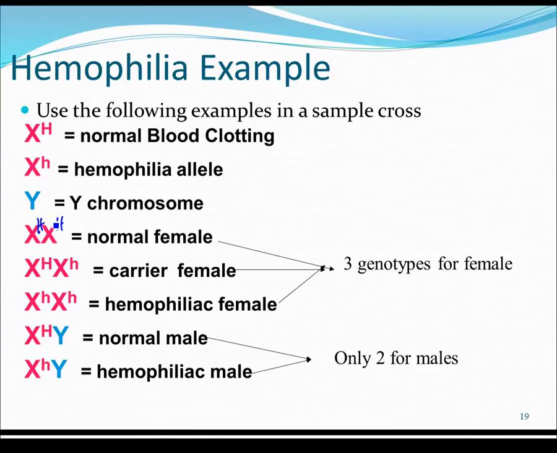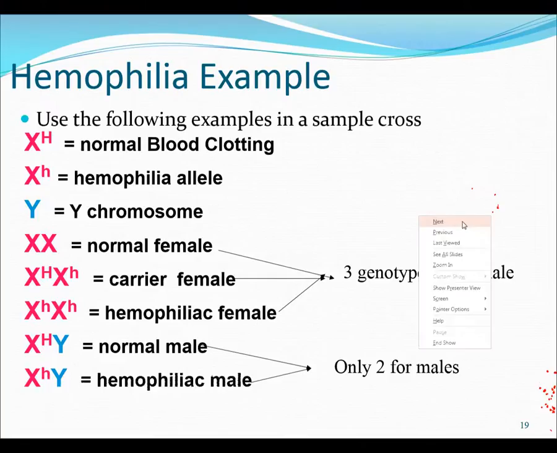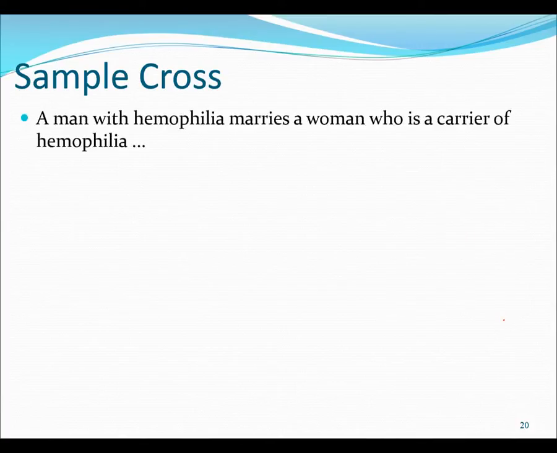Okay, so let's perform a cross. Here's a sample cross. A man with hemophilia marries a woman who is a carrier of hemophilia. One of the things that I encourage you to do, when you start reading these sentences, is to always try to figure out what the genotypes of the parents are.